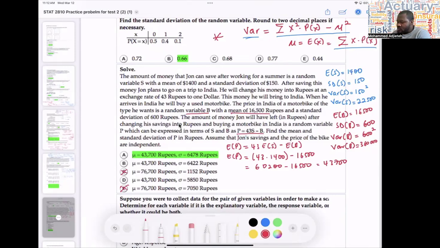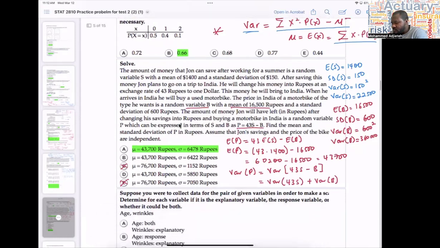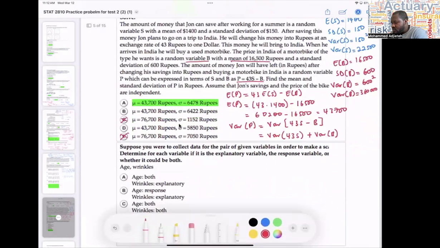So we want var of P, and what is P? Var of 43S minus B, because that is P. Based on this, it is the same thing as var of 43S plus var of B. To continue, we can see that var of P is equal to 43 squared variance of S plus variance of B.